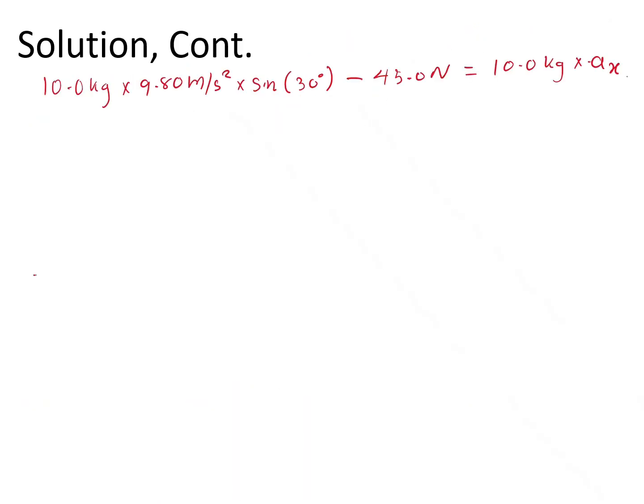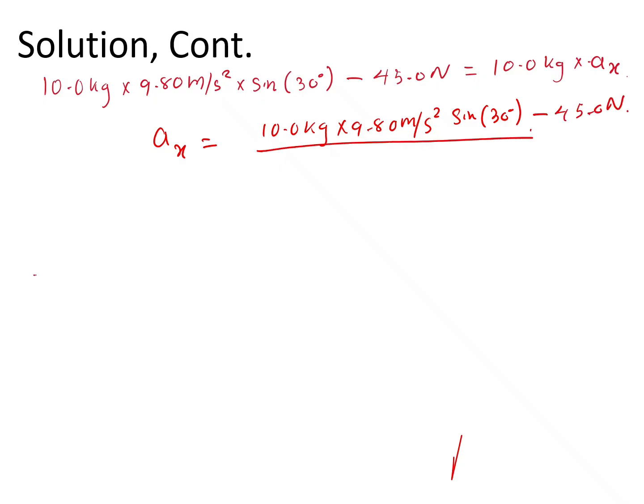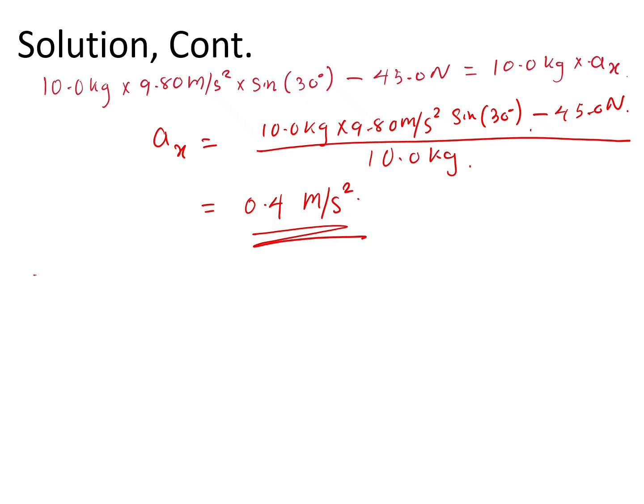So we can rearrange this equation. Ax is equal to 10 kg times 9.8 meters per second squared times sine 30 degrees minus 45 newtons, divided by 10 kg, and this is equal to 0.4 meters per second squared. The positive result means that the acceleration is down the ramp because we chose positive x to be down the ramp.